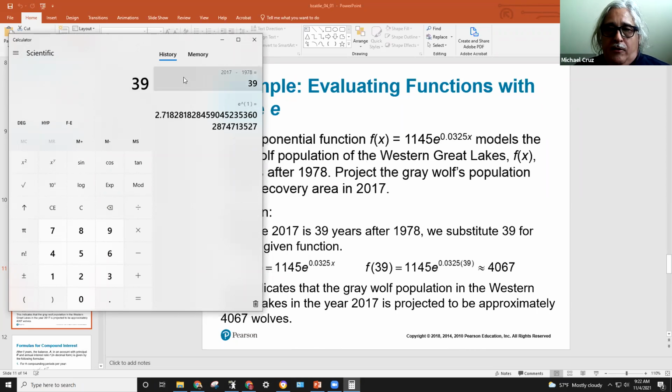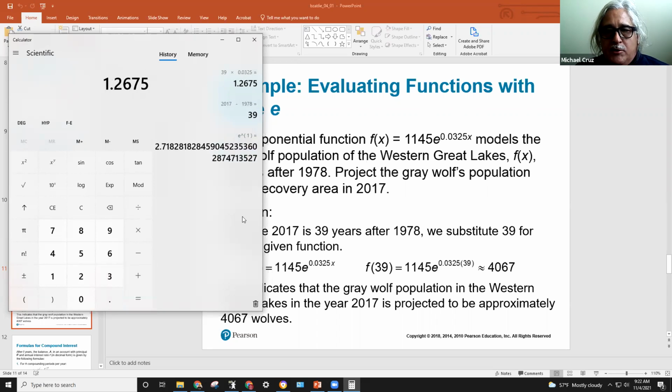So what am I going to do here? Well, I got to use my memory here, because I'm going to take 39 times 0.0325. Okay, so there's going to be my exponent, and I'll put it in the memory there. That's usually the best way to do it, in my opinion.